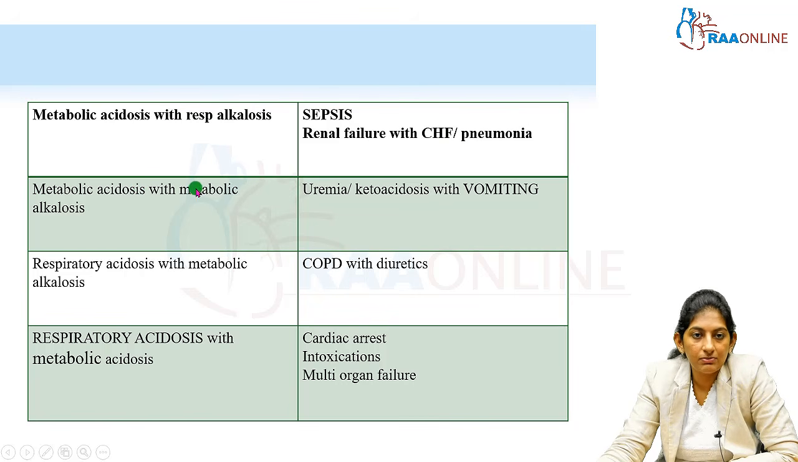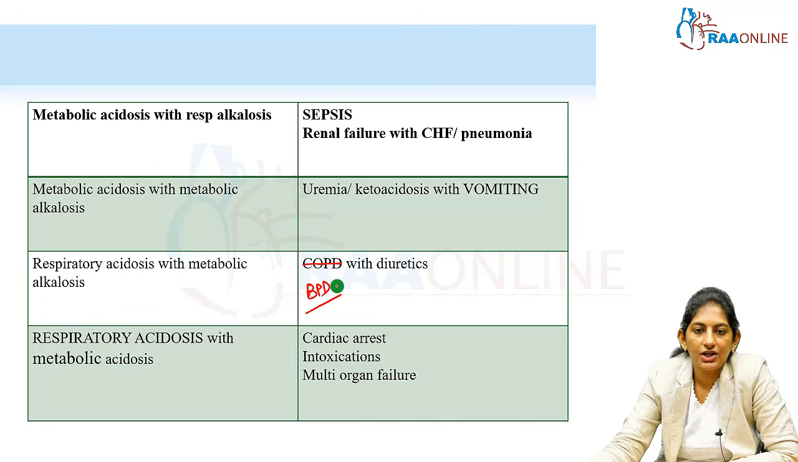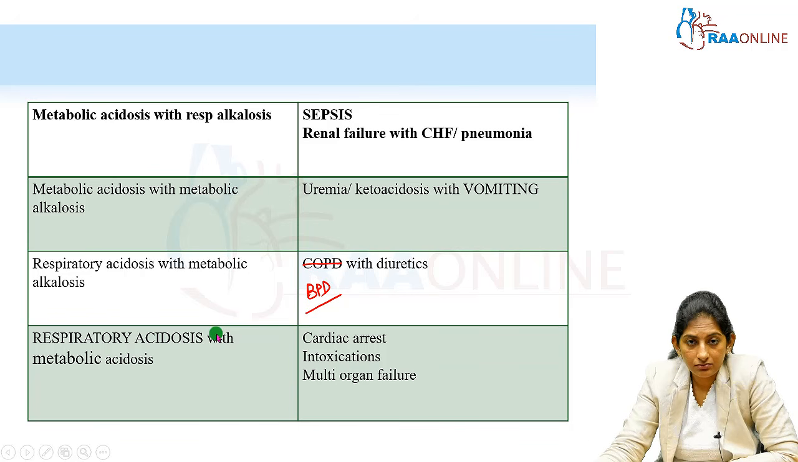Metabolic acidosis with metabolic alkalosis. Say a diabetic ketoacidosis child with recurrent persistent vomiting will have this picture. Respiratory acidosis with metabolic alkalosis. This should be BPD, a BPD child or a chronic lung disease, CLD child on diuretic therapy will have this kind of a picture.